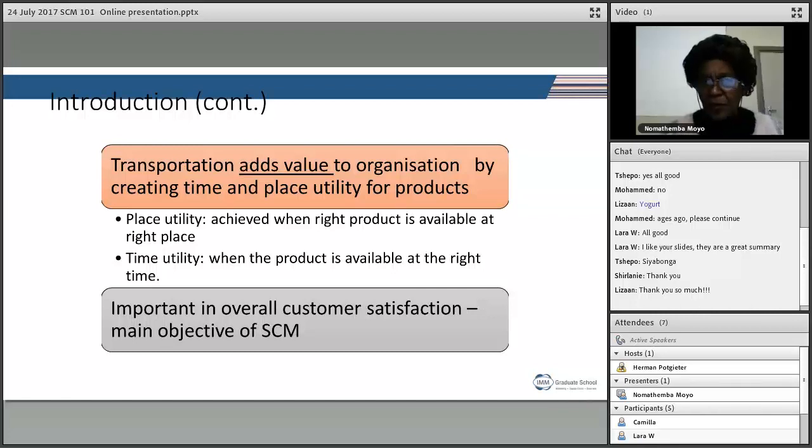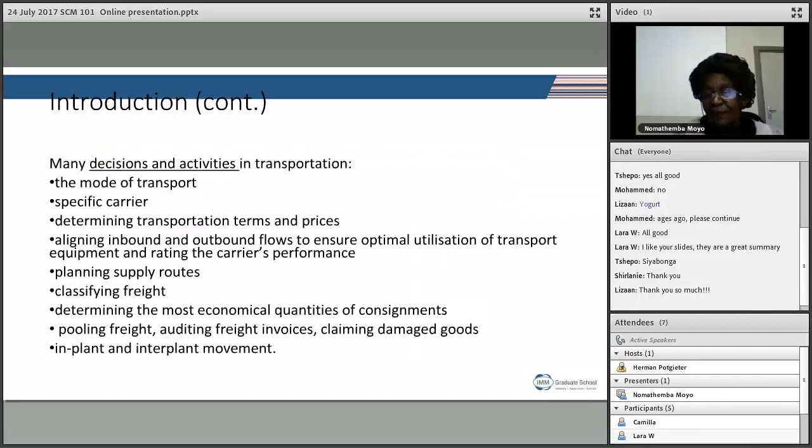Transportation adds value to the organization by creating time and place utility. So we explained what place utility was. I said place utility is achieved when the right product is available at the right place. Time utility is when the product is available at the right time. So important in overall customer satisfaction. All these are important in overall customer satisfaction, in making our customers happy.